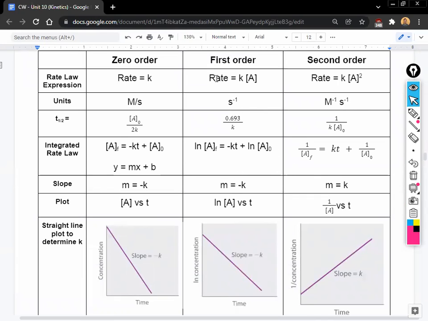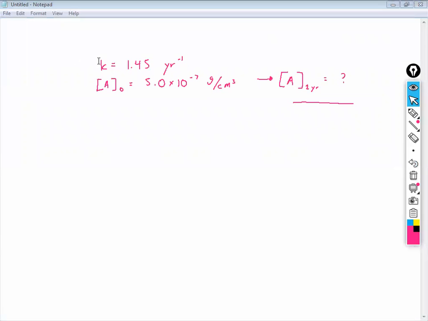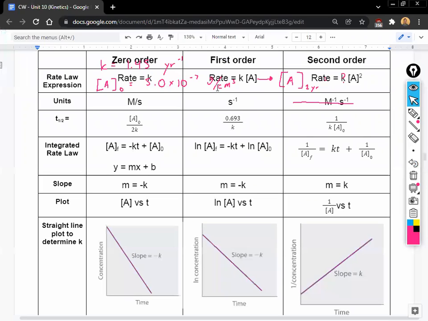Now, let's take a look at this information that we have here and some of the stuff that we pulled out. If I bring up a white screen just so we could see what we wrote down, you can see that we have the information for K, the initial concentration, and we're looking for the concentration after a specific amount of time, right? 1 year. Now, let's see if there's anything on this chart that has all that information.